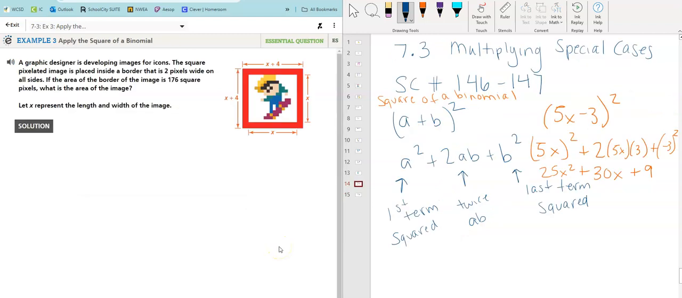All right, we're going back to the square of a binomial, and we're using this in a word problem this time. So we're actually going to, again, use this tool that we found to apply and solve a problem. So a graphic designer is developing images for icons.